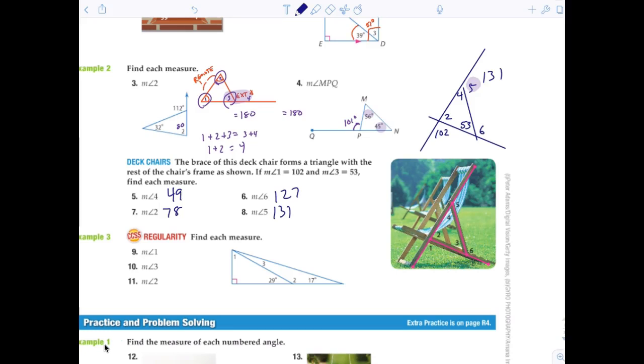Number 5. Is number 5 59 or 49? Oh, I thought you were saying angle. Sorry, I was looking at that. So you're telling me question 5, I did that wrong? Question 5 you think should be 59? Is that correct? No. No, it's 49.